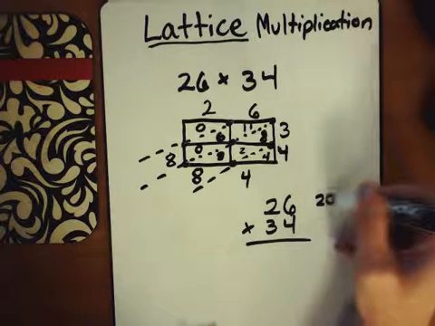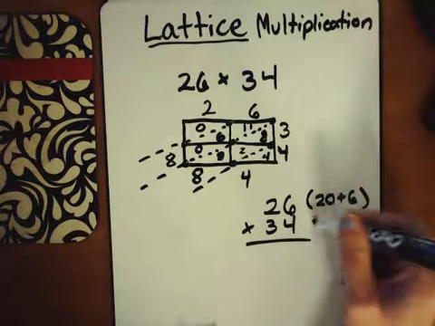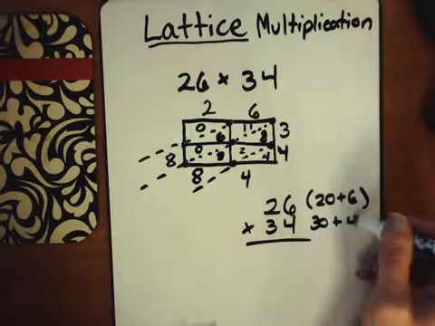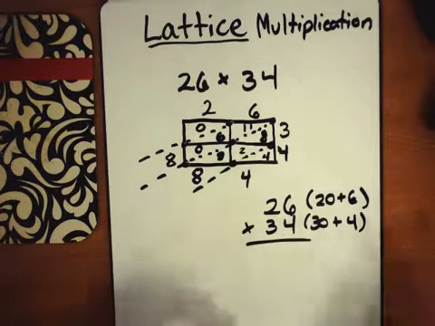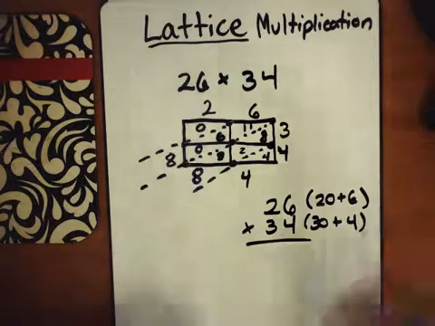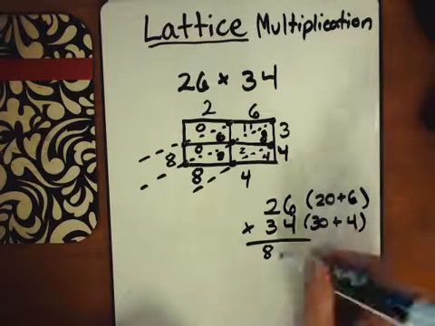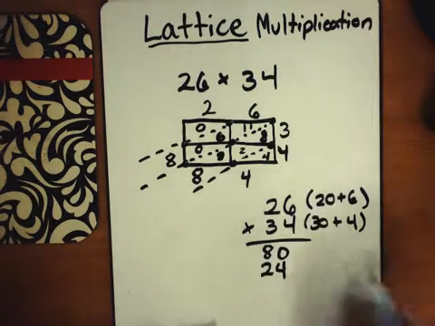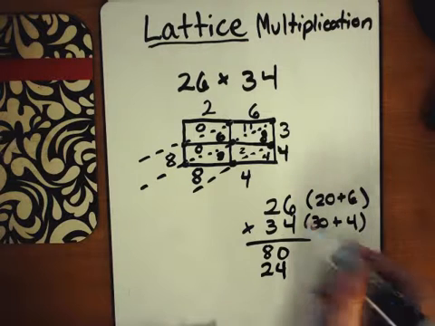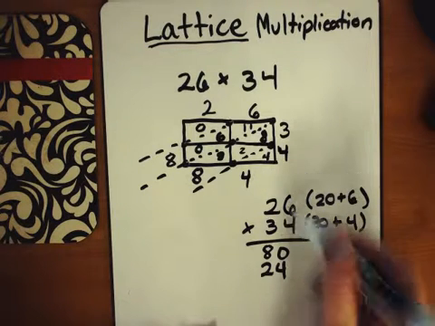My teams of 20 plus 6. My teams of 30 plus 4. So I have 4 times 20. What is 4 times 20? 80. 4 times 2 is 8, and then a 0. 4 times 6 is 24. And I'm done with my 4 times my 20 and 4 times my 6.